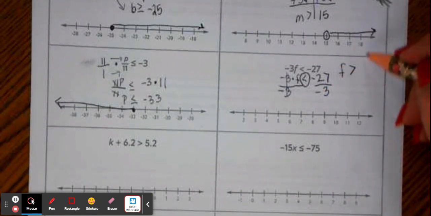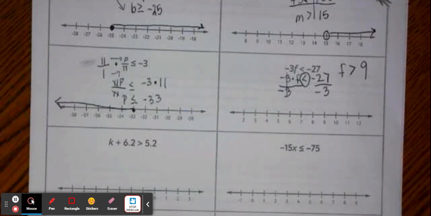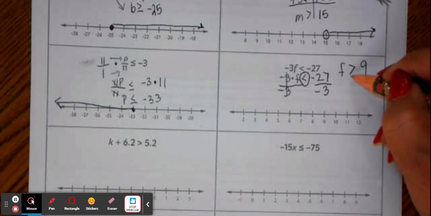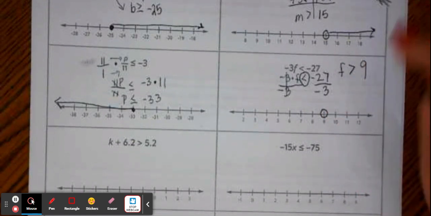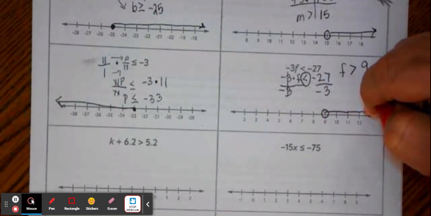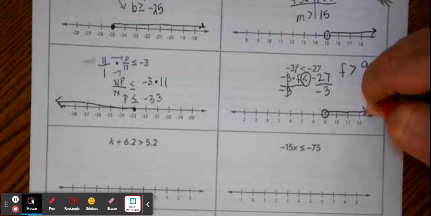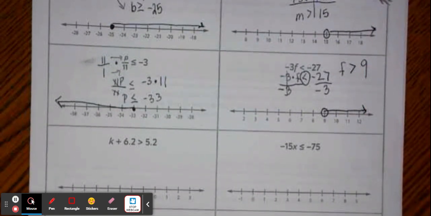27 divided by negative 3 equals a positive 9. The negatives cancel each other when you're dividing by negatives. So now, is it going to be an open or closed? Absolutely, it's open because I'm not going to include this 9. So f needs to be greater than 9, which means it can be 9.1, 9.12 on up.